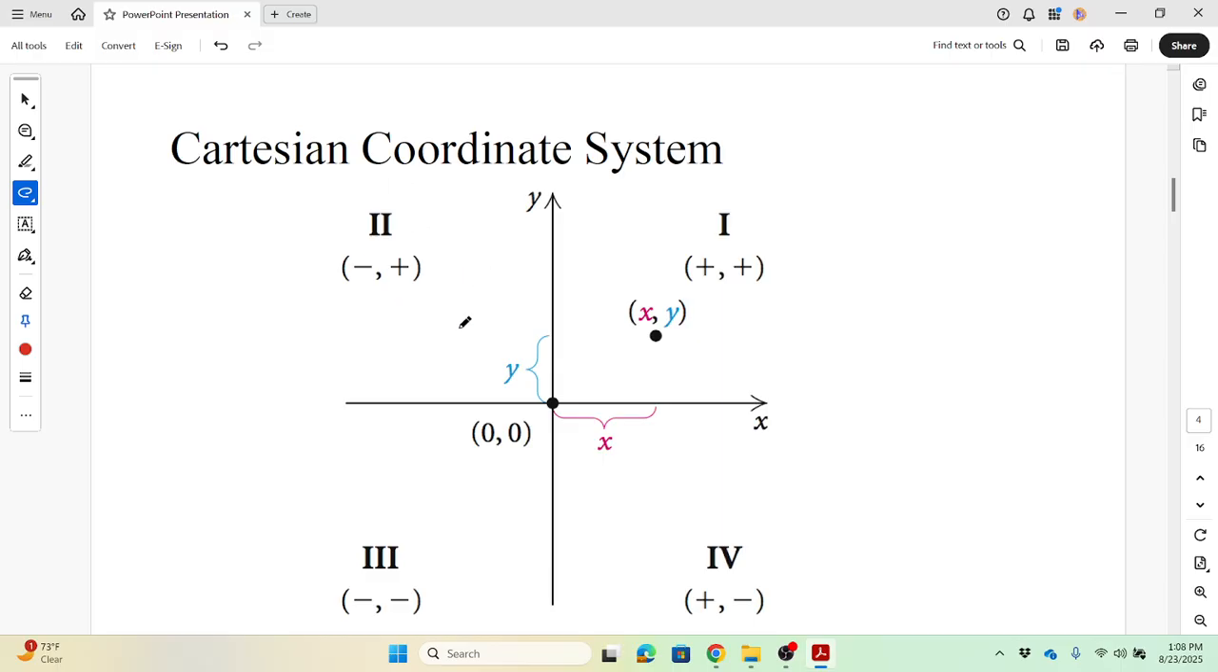If you go here, that's only possible if you start from the origin and go to the left. Going left on the x-axis is negative. Going up on the y-axis is positive. That's why it's negative and positive. All the points in this quadrant come as a negative comma positive value. Similarly, here it's negative negative, and here it's positive and negative.